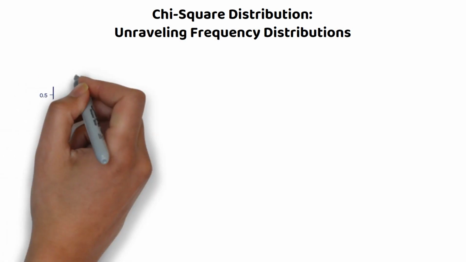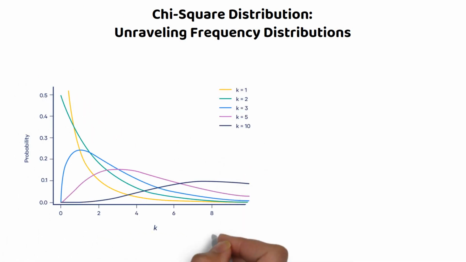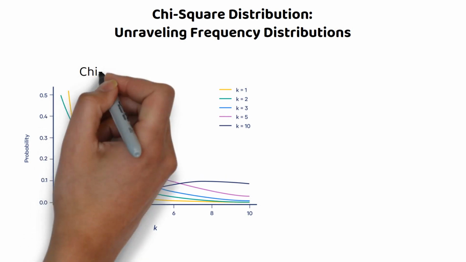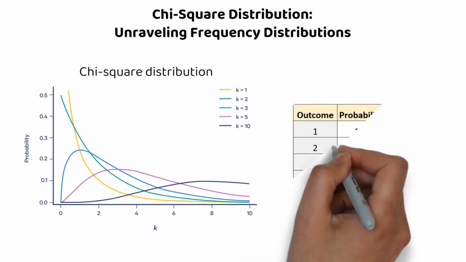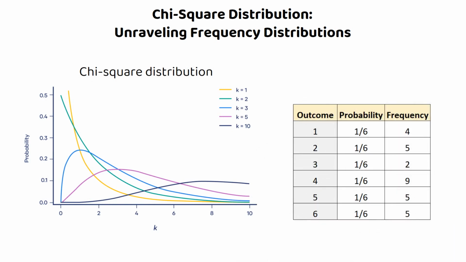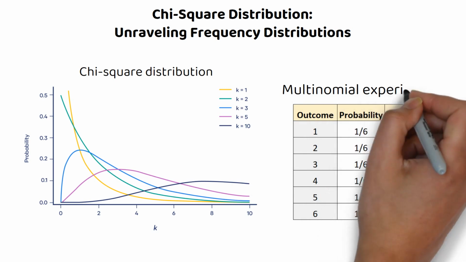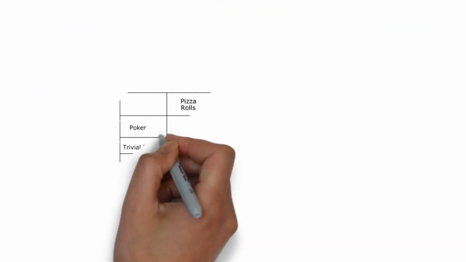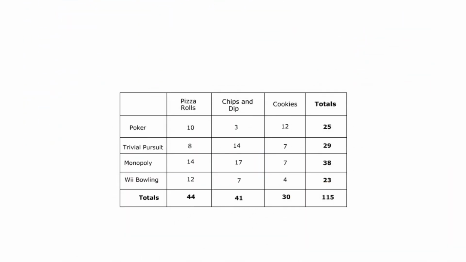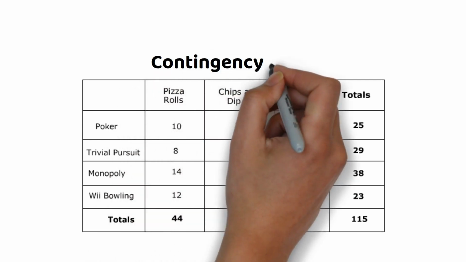Have you ever come across a set of observed frequencies and wondered if they match what's expected based on a certain claim? The chi-square distribution is the tool that allows us to answer this question. It's particularly useful when dealing with categorical data from a multinomial experiment, an experiment with a fixed number of independent trials where each trial has more than two potential outcomes. A common way to organize categorical data is in a contingency table. These tables provide a clear view of how outcomes or categories relate to one another.